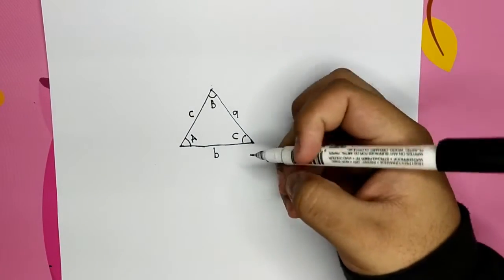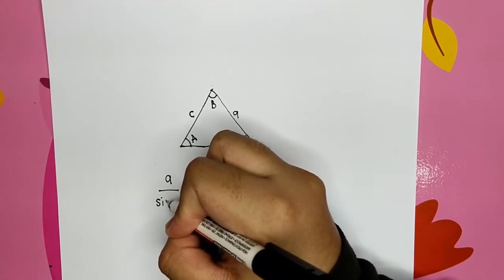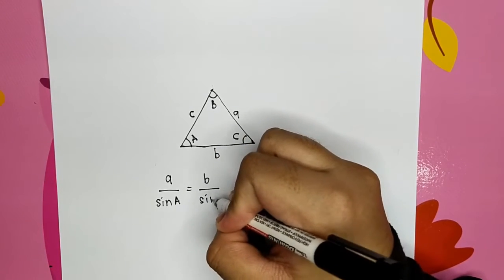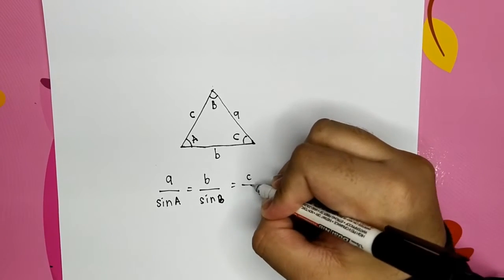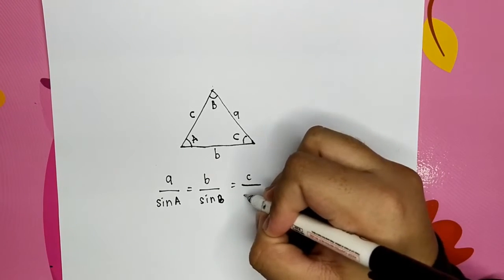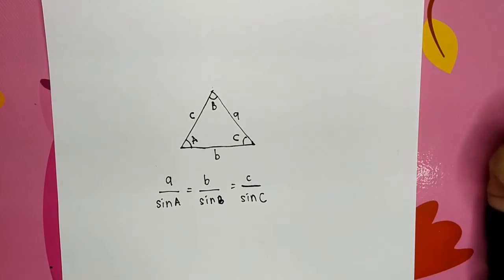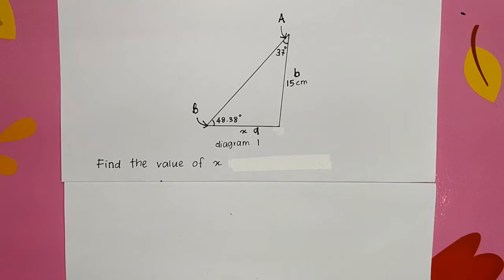So the formula for sine rule is a over sine A equal to b over sine B equal to c over sine C. So this is the formula for sine rule. To understand more about this rule, we're going to go through some questions together. So this is question number 1.